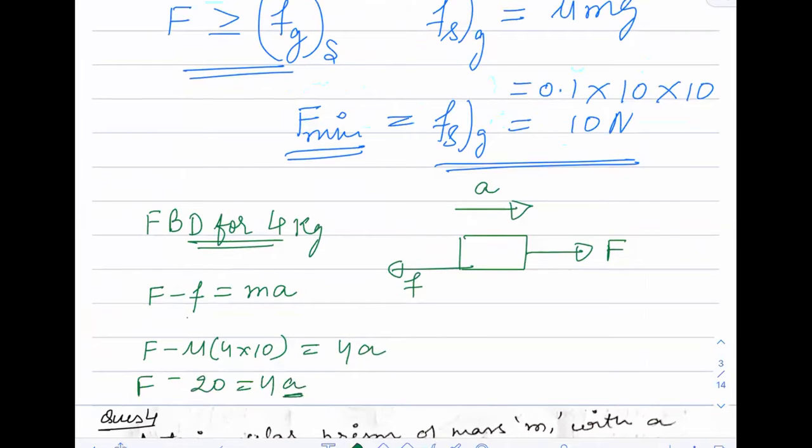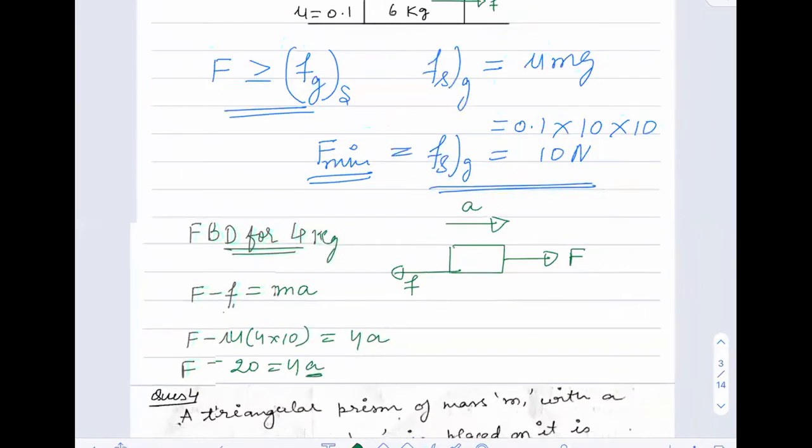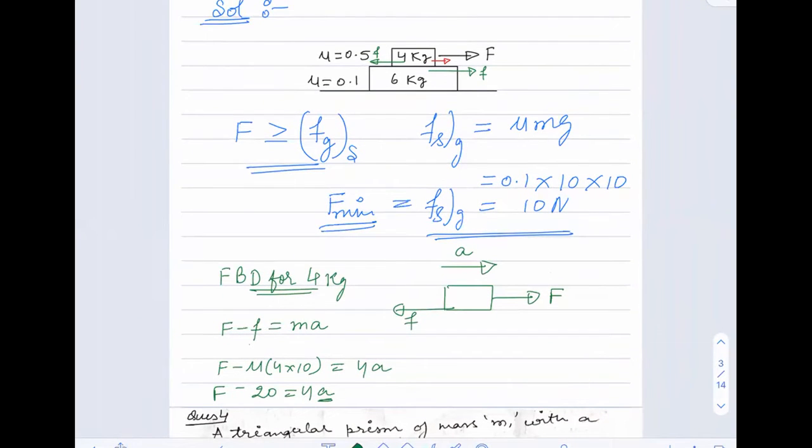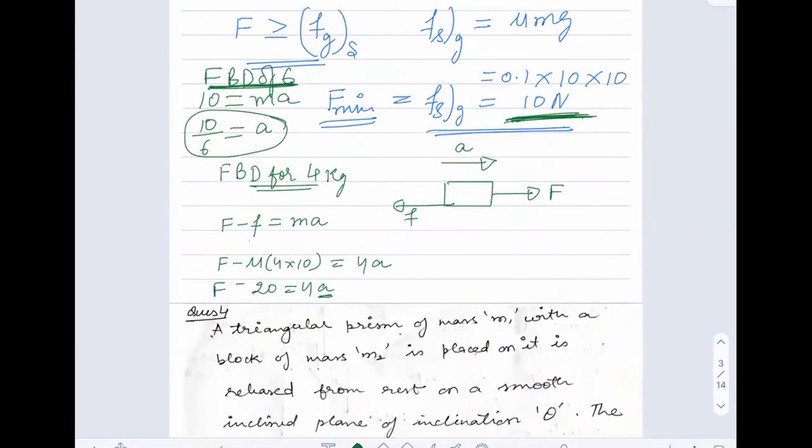Now I have to find out the acceleration value. So how do I find out the acceleration value? We'll calculate it from this 10 Newton force. From here, 10 Newton I can write as M into A, for this 6 kg block. So it will become 10 by 6 is equal to A. So this is my acceleration, from the FBD of the 6 kg block.